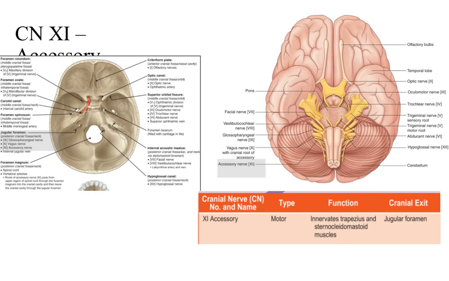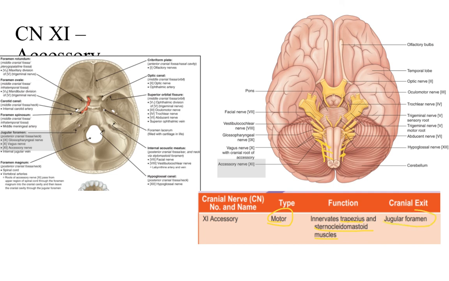Cranial nerve 11 is the accessory nerve, or spinal accessory nerve, because you see it attached to the spinal cord here. It's the only one that has multiple roots that you can see going into the spinal cord. It is specifically motor, and it's going to innervate the trapezius, which we've already seen, as well as the sternocleidomastoid muscles, which we've already seen.